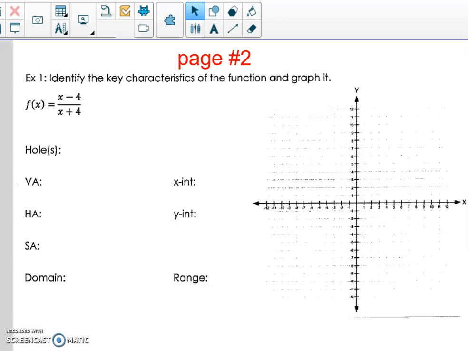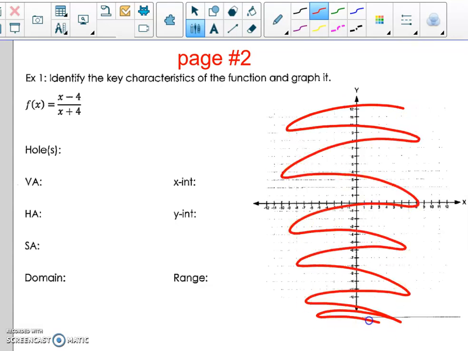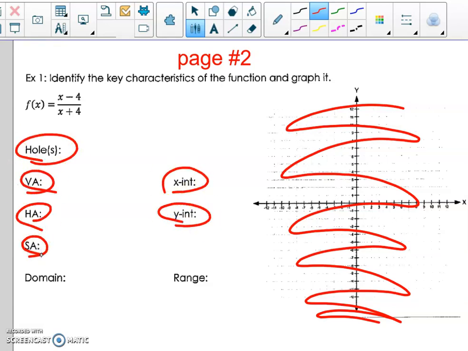Right, so let's go through the whole thing. This is going to be example 1 on page number 2. Now today, Monday, we are not going to be graphing. So you can just ignore this graph part, and we can just concentrate on finding holes, asymptotes, and intercepts, okay? And then we'll talk about domain and range as we graph. So we're not going to do domain and range today, but as we move into Tuesday, we are going to be graphing and we are going to be talking about domain and range.